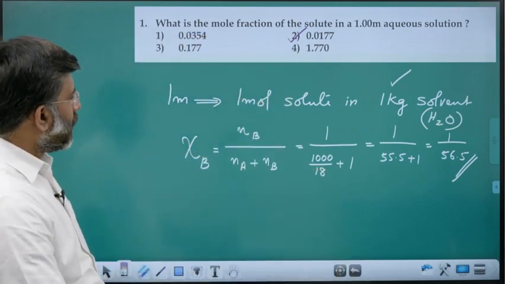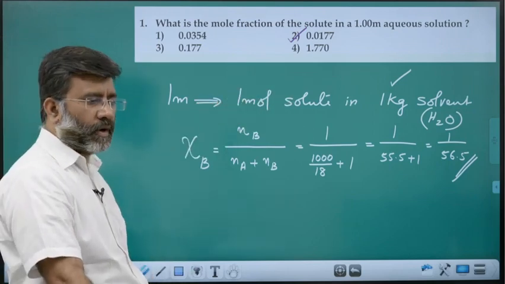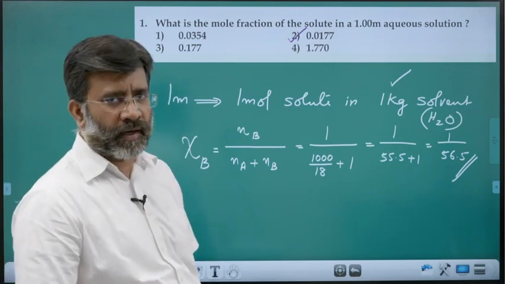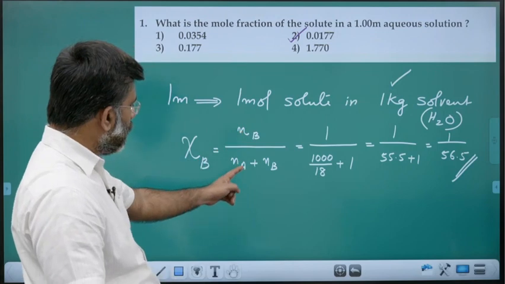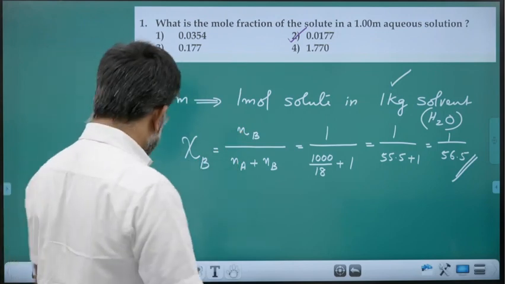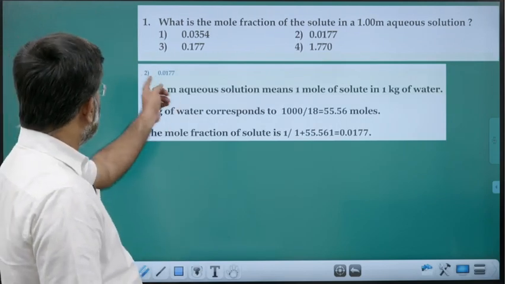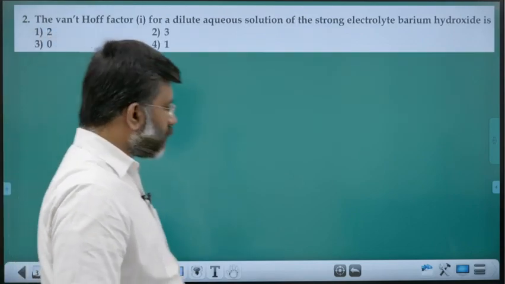Look at that once again. 1 mole solute in 1 kilogram solvent. 1 kilogram solvent means 1000 gram water. And mole fraction is number of moles of solute by total number of moles, and hence you get the answer. Option 2. Next question. Second question.